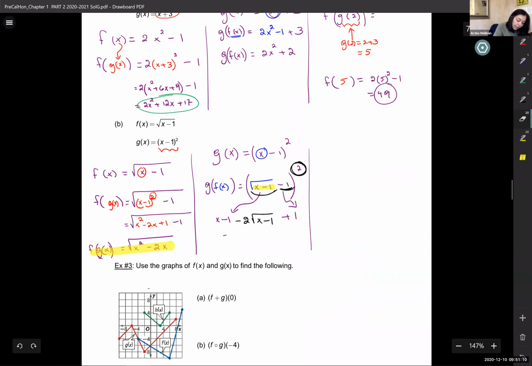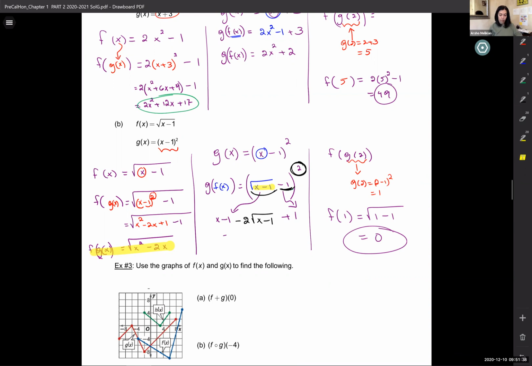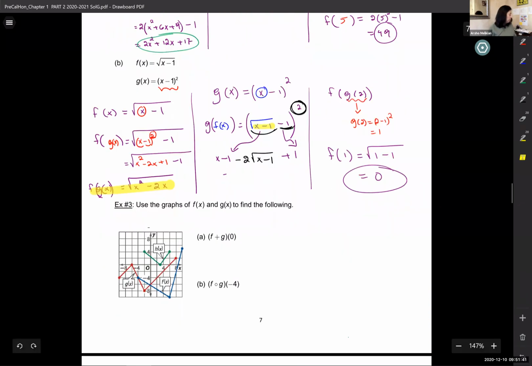Okay, so when we have now f of g of 2, we're going to start from the inside. G of 2 is 2 minus 1 squared, 1. F of 1 is root 1 minus 1, 0. Okay? Questions? Okay.